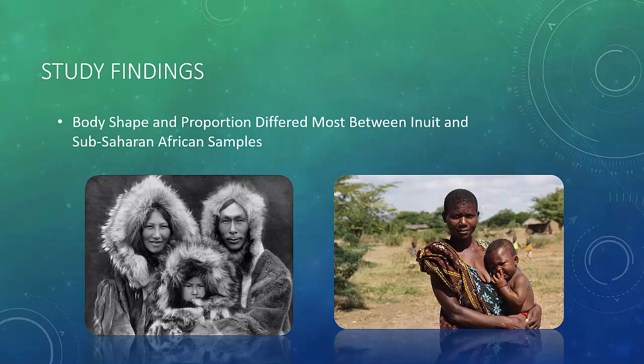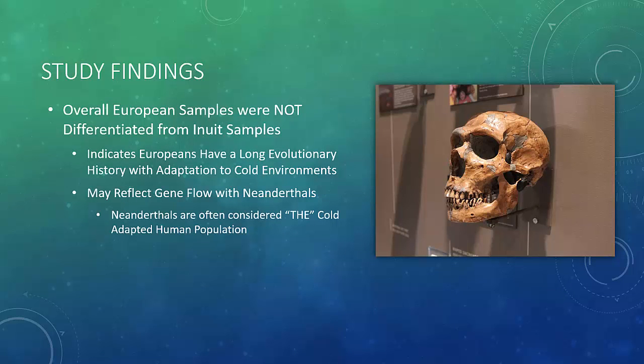So the conclusions of this study were that body shape and proportion differed between Inuit and Sub-Saharan African populations, as predicted by Bergmann's rule and Allen's rule. However, European samples were not differentiated from Inuit samples. This indicates that Europeans have a long evolutionary history with adaptation to cold environments, and it may reflect gene flow between Neanderthals and other early Homo sapiens populations. Neanderthals are often considered the cold-adapted human population, as they exhibit some of the most extreme short and stocky builds.